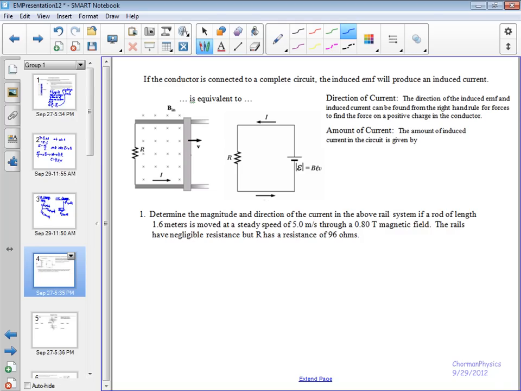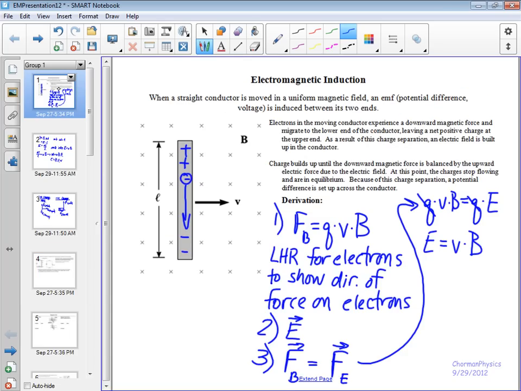So you see here in the next slide, if we actually put that floating wire into a circuit and complete the circuit, the induced EMF between both ends of that wire is going to produce a current. So that's pretty much equivalent to having a battery in the circuit, anytime you have an EMF source. The direction of the current is going to be based on the direction of the movement of the charge. If we go back to this previous one here, we see that the electrons are moving down.